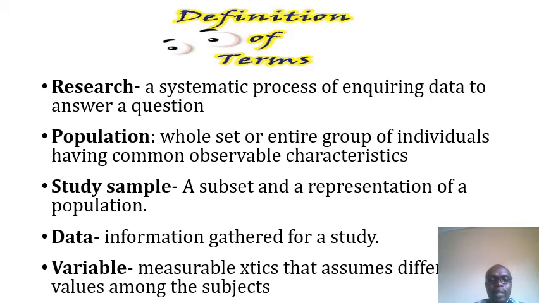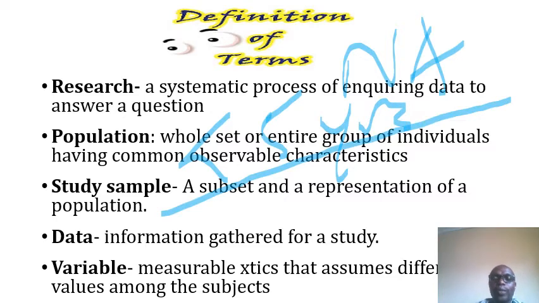Lastly, we want to look at variable. Variable is a measurable characteristic that assumes different values among subjects. For example, you are a nutritionist and you are doing nutrition assessment amongst under 5 children.